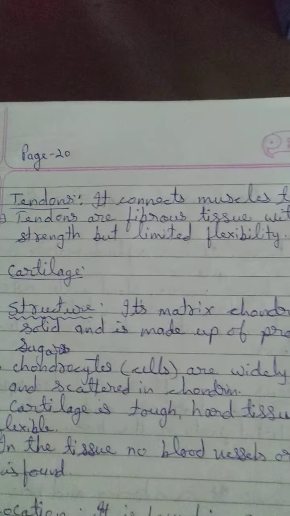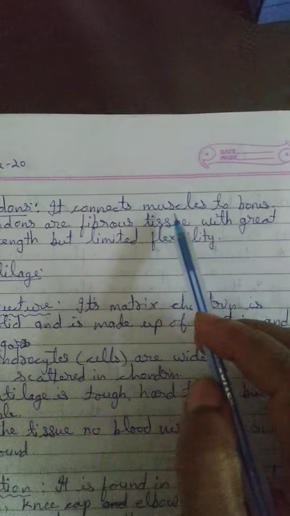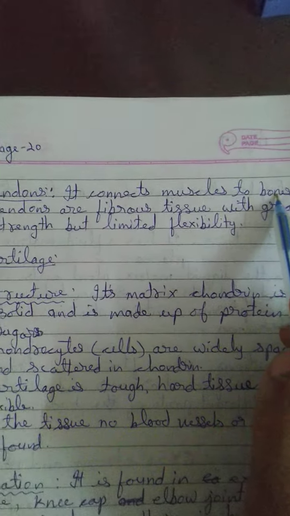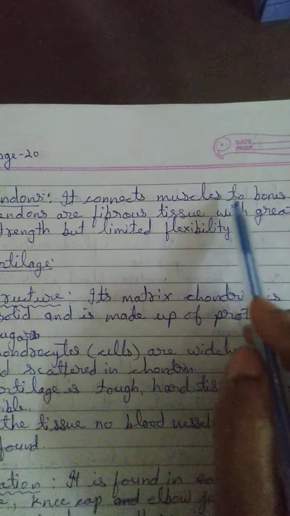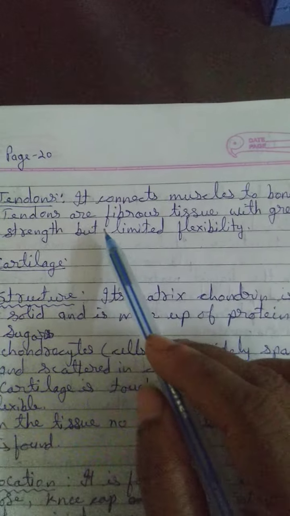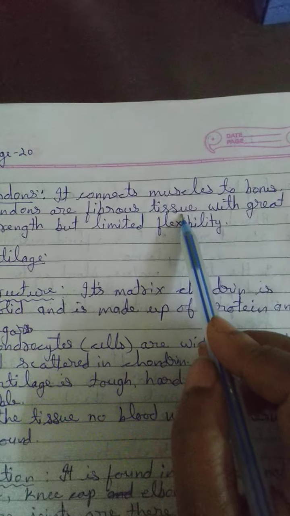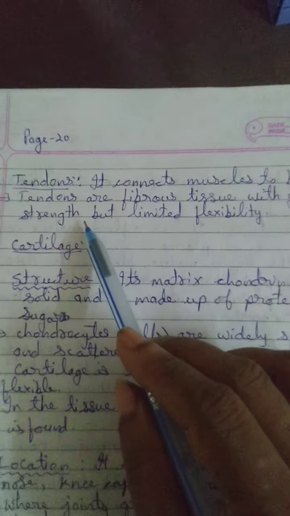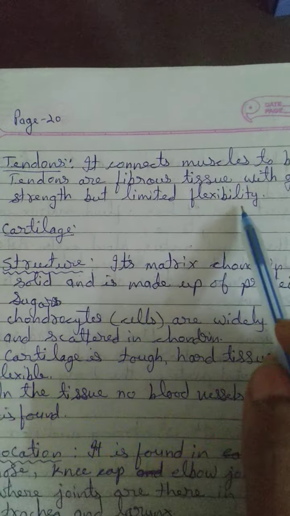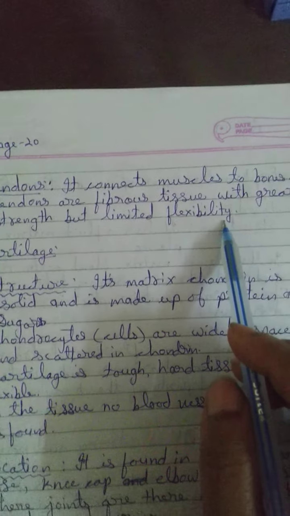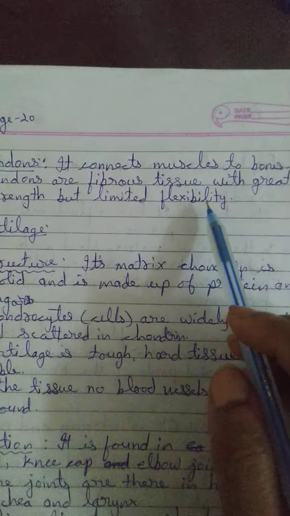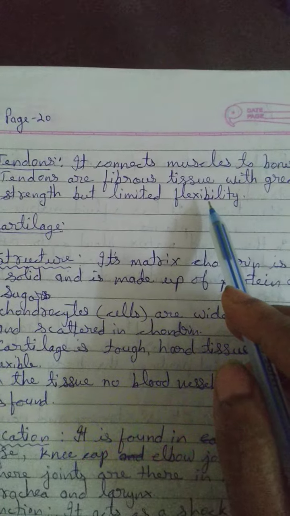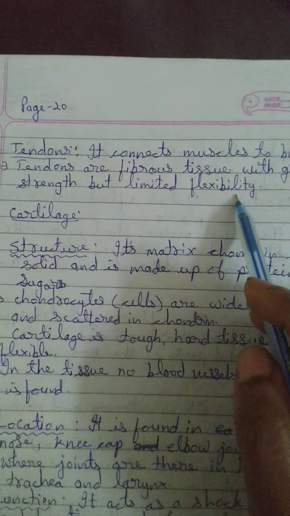The next one is tendons. Tendons connect muscles to bones. It is not bones to bones; muscles are connected to bones by tendons. Tendons are fibrous tissue with great strength but limited flexibility. As we know, the connection between muscles and bones does not move, but two bones will move. So the ligament is flexible but tendons are not flexible.